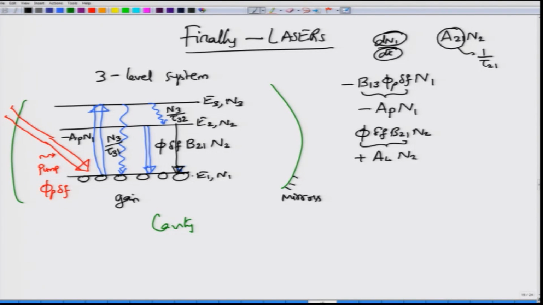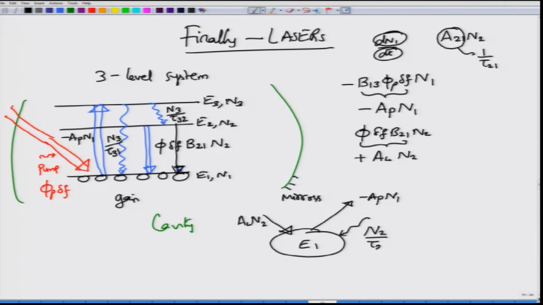For the energy level E1, it loses population because of the absorption, which is given by minus AP N1. It gains population because of stimulated emission, which is written as AL N2, and then you will also have spontaneous emission from N2, which would be N2 divided by tau 21, and spontaneous emission down from E3, which would be N3 divided by tau 31. So this is how the total population density is actually changing.